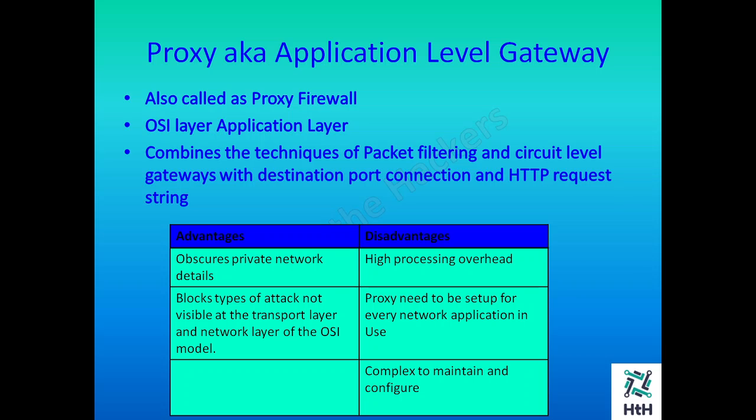Advantages: does not allow the internal private network details to be displayed outside the network on the internet. It establishes a connection to the remote host once found to be genuine. It provides a connection to the private host. It is also able to block the attacks that are visible in the transport layer firewall and other layers of OSI.